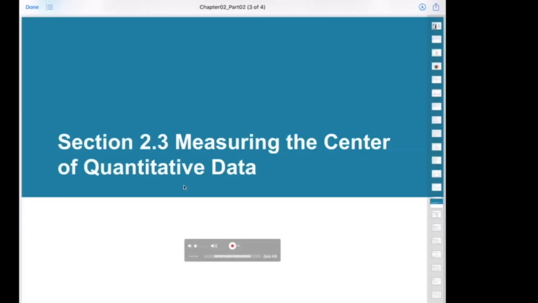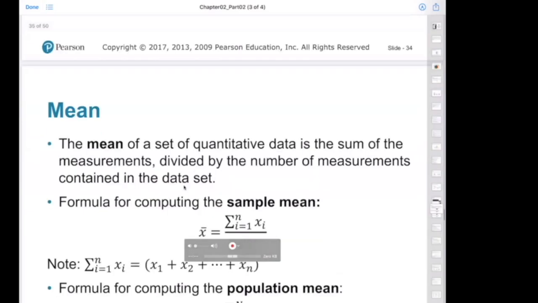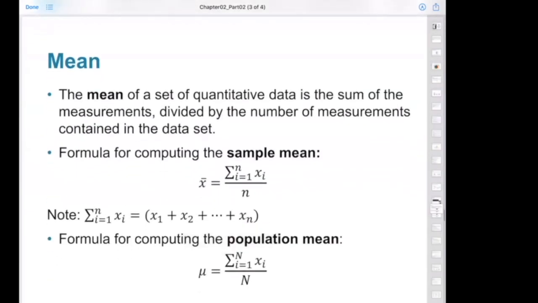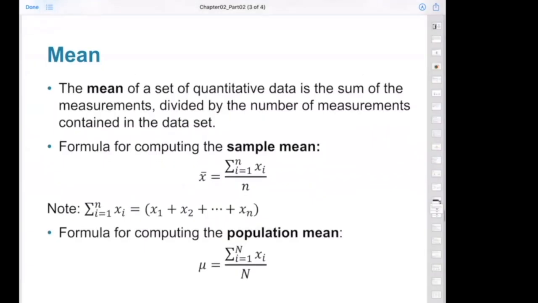So let's get started with the first measure we have here. Actually, we have three measures. The first one is the mean. Sometimes we call it the average or the arithmetic average. We have another measure, we call it the median of the data. And the last one is the mode of the data, okay? So we start, as I said to you, with the mean or the average of the data.